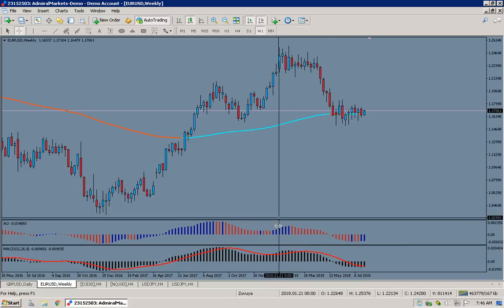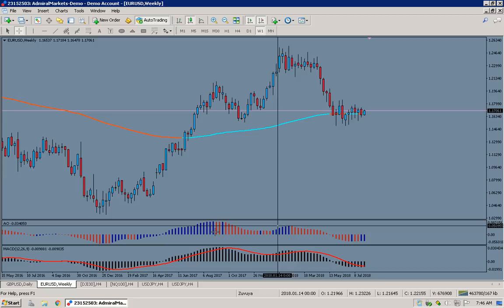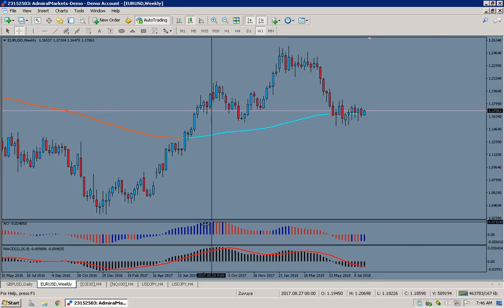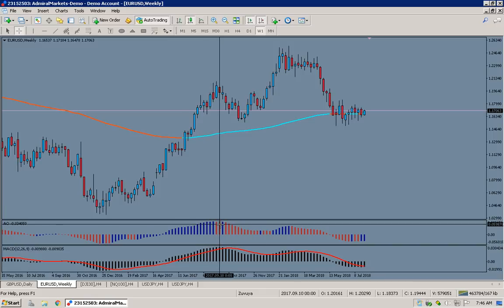So this is how the awesome oscillator or the MACD looks. You can see it's very similar, but I like the awesome oscillator more in a way, because you get these different colored bars, and I find those very useful visually because they give you an immediate sense when there's the start of a drop in momentum.